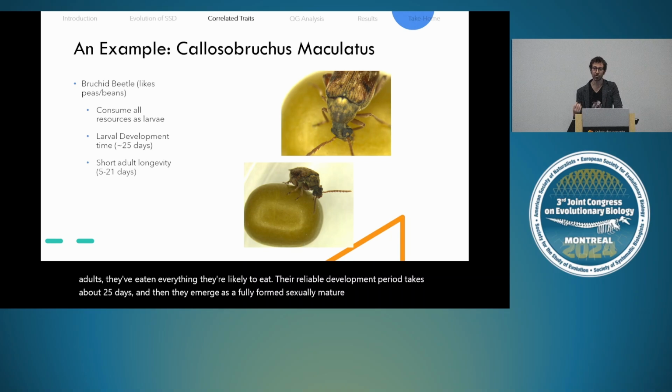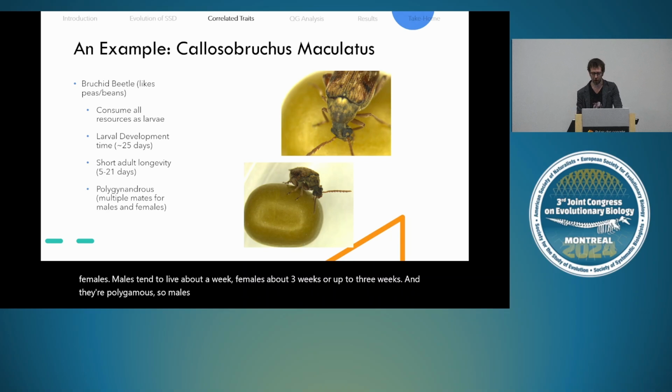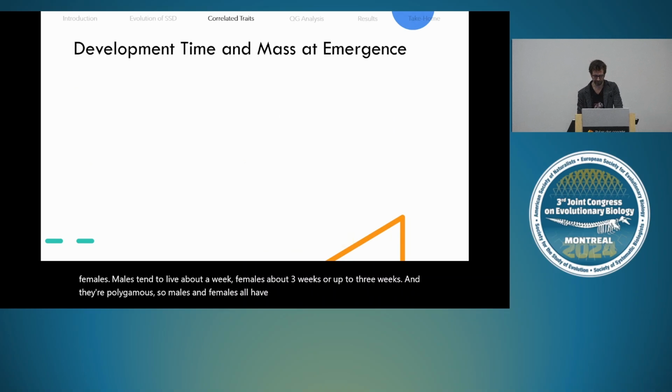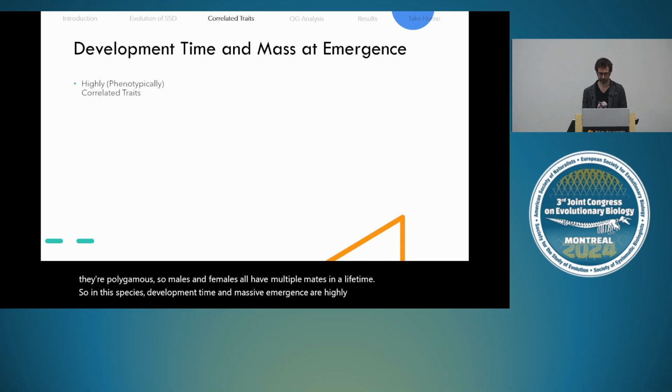They have a short longevity. It's between 1 and 3 weeks. It varies dramatically across males and females. Males tend to live about a week, females about 3 weeks, or up to 3 weeks. And they're polygynandrous, so males and females all have multiple mates in a lifetime. So in this species, development time and mass at emergence are highly phenotypically correlated traits.